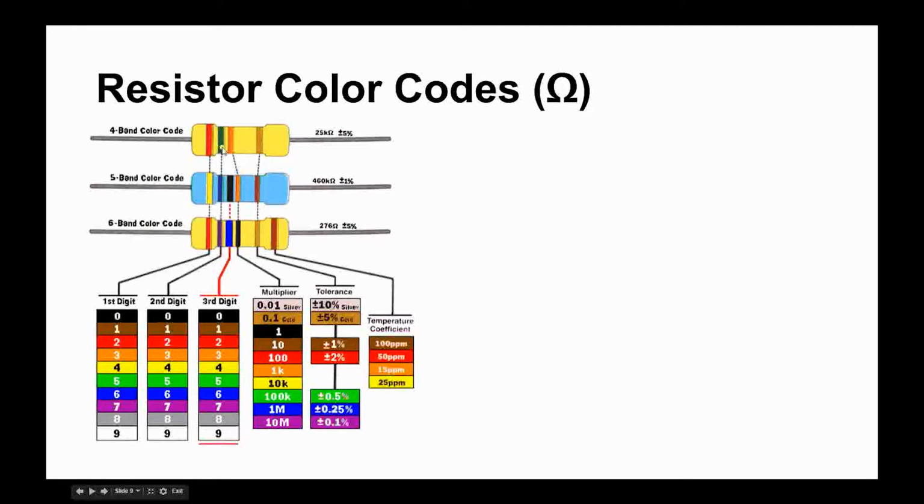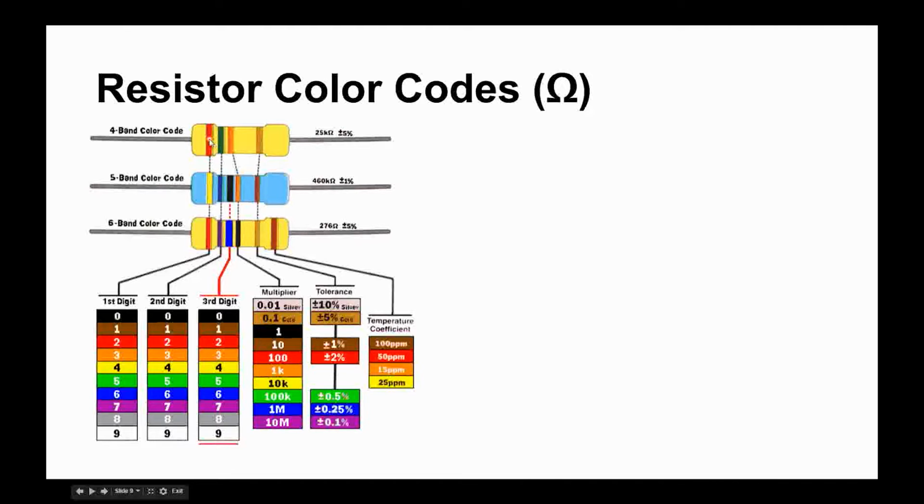So you see here I have three examples of resistors. One's a 4-band, one's a 5-band, one's a 6-band. Now, for the projects that we'll be doing with the Arduino board, we'll be using 4-band resistors. I don't think we'll come across any 5 or 6-band, but we definitely will be working with 4-band resistors. So let's start with this top one here.